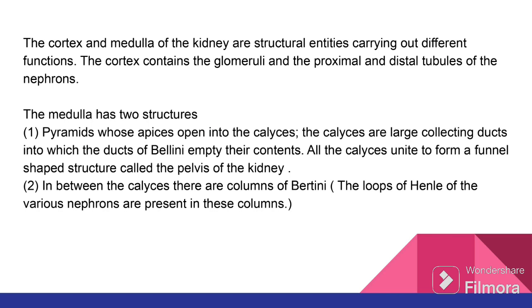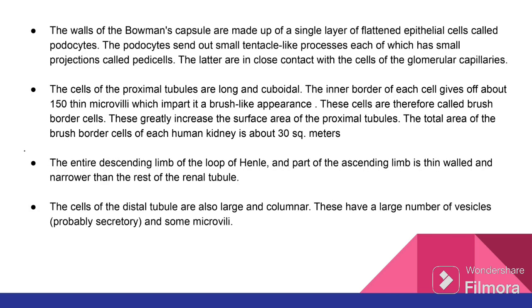2. In between the calyces there are columns of Bertini. The loops of Henle of the various nephrons are present in these columns. The walls of the Bowman's capsule are made up of a single layer of flattened epithelial cells called podocytes. The podocytes send out small tentacle-like processes, each of which has small projections called pedicels. The latter are in close contact with the cells of the glomerular capillaries.